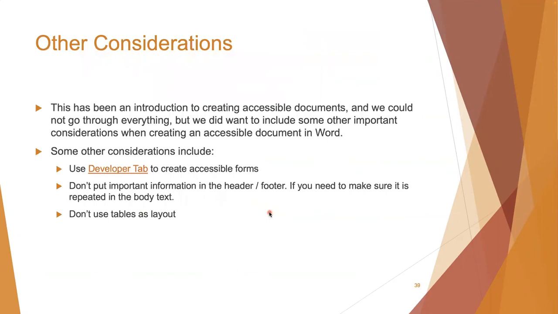Okay, so we're just gonna go through some other things pretty quickly, and then I'm gonna talk about Word checker, okay? So now we'll go briefly over some other considerations to keep in mind as you work towards creating your accessible document. So this has been a brief introduction to creating accessible documents, and we could not go through everything, but we did want to include some other important considerations when creating an accessible document, Word, PDF, or just in general, okay?